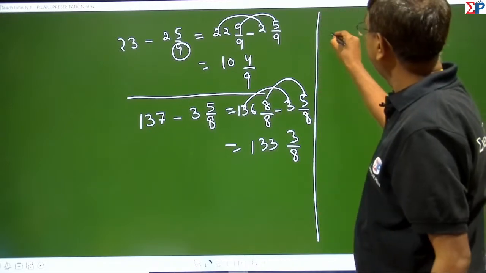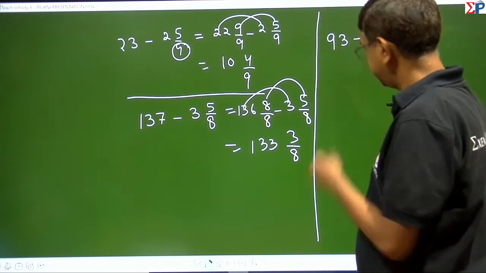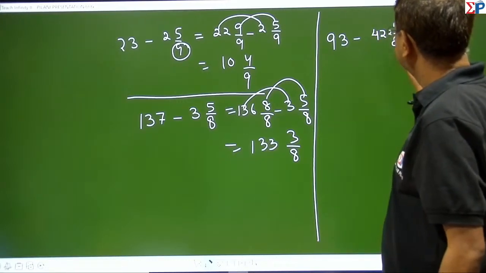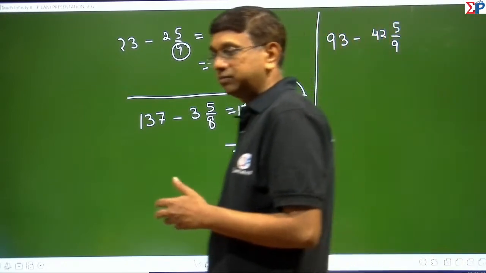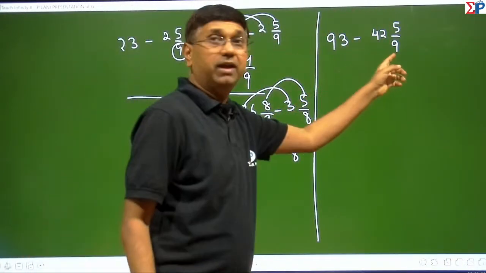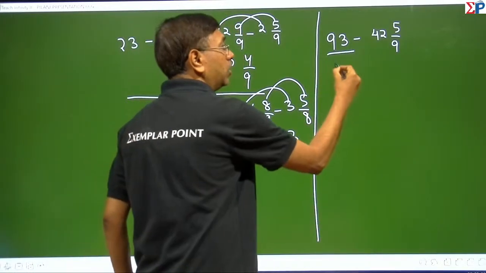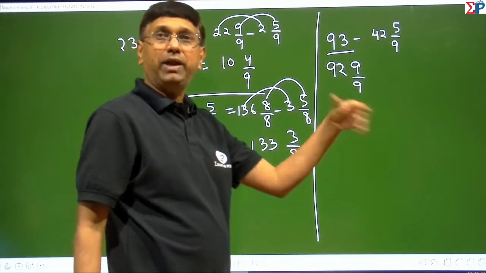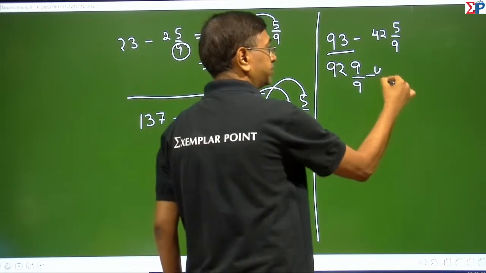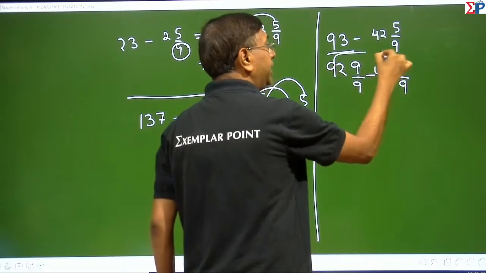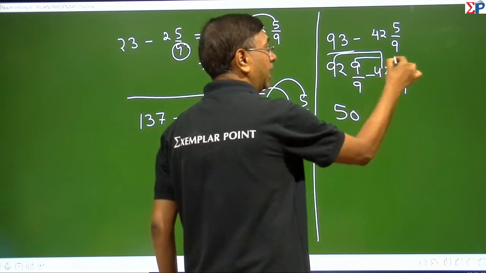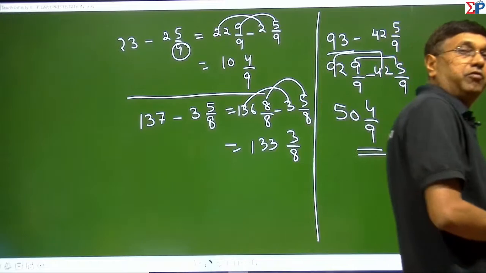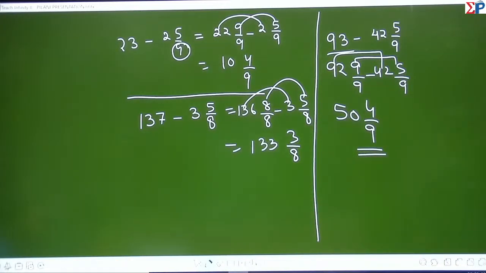Now see, suppose you have to do 93 minus 42 5/9, ये हमको सब्ट्रैक्ट करना है। तो कैसे करेंगे गाइस, यहां 9 आ गया ना, तो अब एक कम करना है, एक कम करो तो 92 लिख दो, और 9 है तो 9/9। सी 92 9/9 इज सेम एज 93। 92 minus 42 50, 9 minus 5 4, so 50 4/9 is the answer.